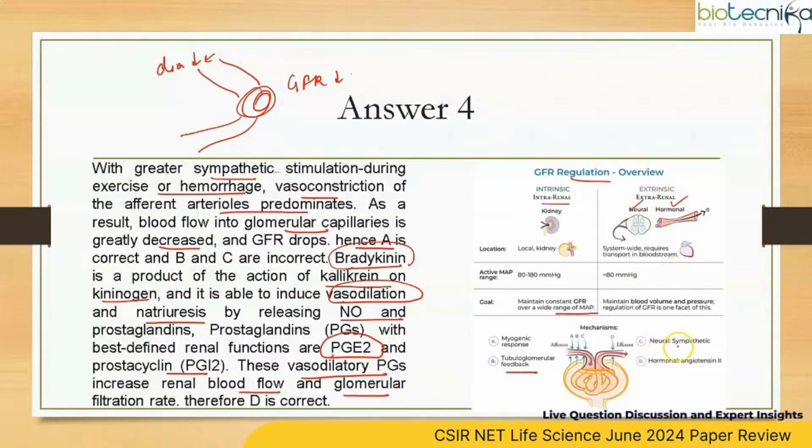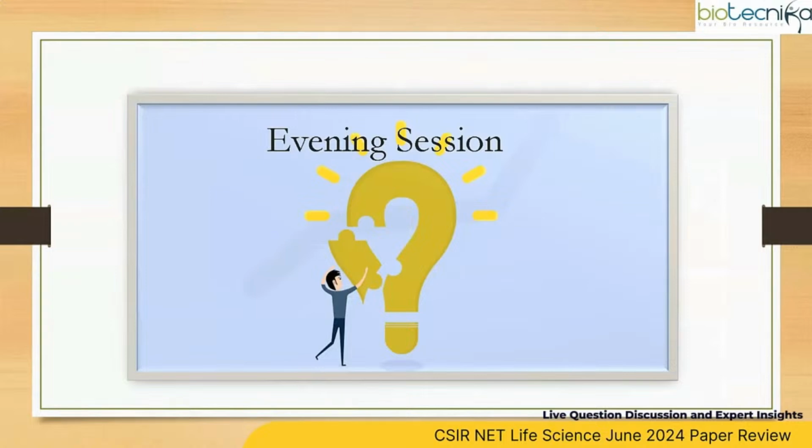Through the nervous system, the sympathetic division will get activated, so it will maintain blood volume and pressure and regulate the GFR. And through the RAA mechanism, where angiotensin 2 is released, it will also try to increase the GFR if the GFR is less. So that was all from the morning session.